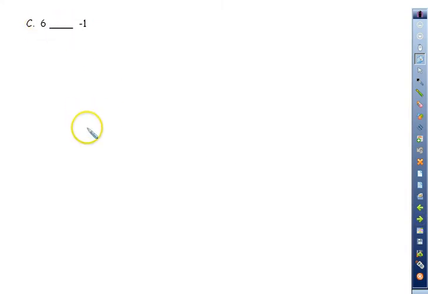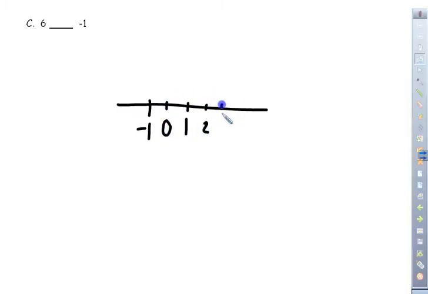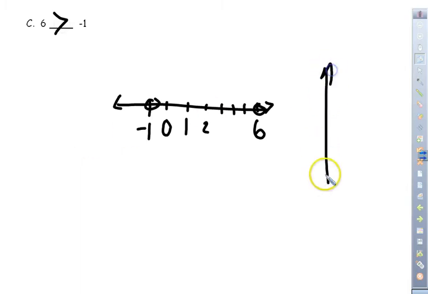Looking at your 6 and negative 1, we have negative 1, 0, 1, 2, 3, 4, 5, 6. Which is larger? Looking at this, anything further to the right is larger, further to the left is smaller. Here's my 1, here's my 6. Therefore, 6 is larger. It is greater than. And again, using the vertical scale, here is my 6, here's my 0, here's negative 1. It is warmer. 6 degrees is warmer than negative 1 degrees.